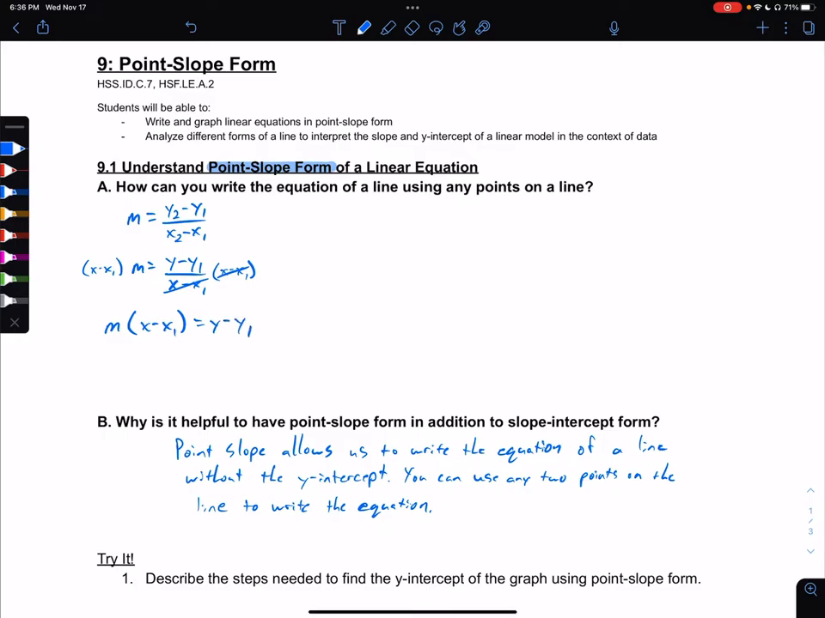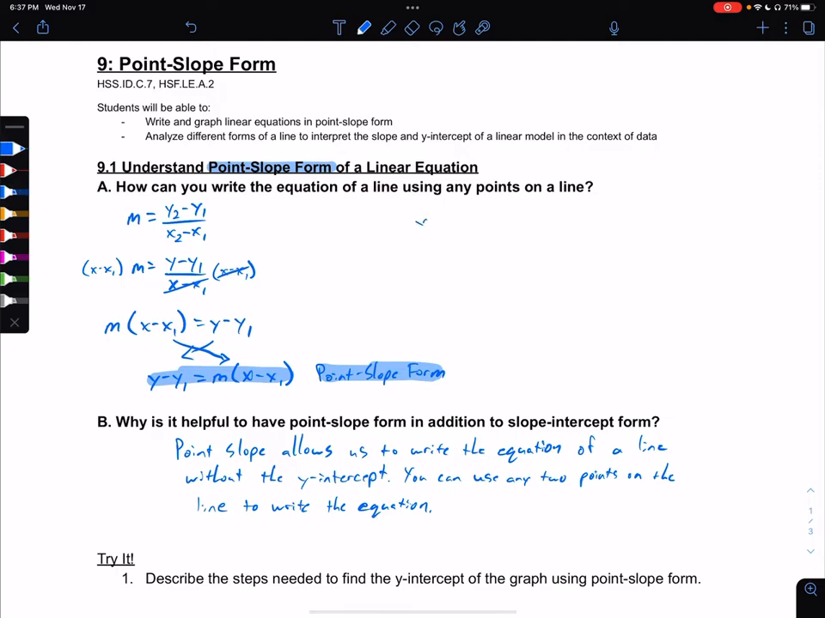I'm not going to distribute here. What I am going to do is just switch sides. So I'm going to take the left and the right side and swap them. So y minus y1 is equal to m times x minus x1. And this right here is my point-slope form. All right, and that's where that formula comes from: taking the slope formula and just manipulating and moving pieces around, and that allows you to derive that point-slope form.